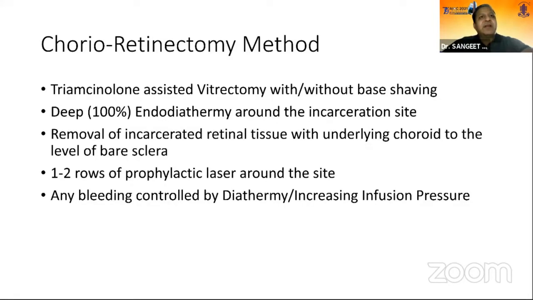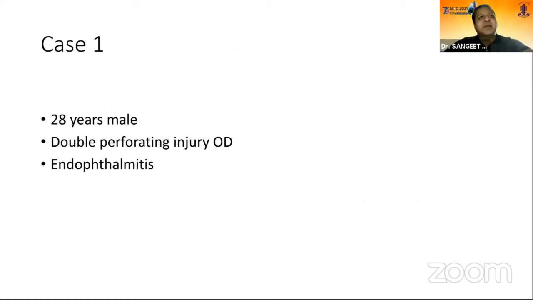So what is the method? A triamcinolone assisted vitrectomy is done with or without base shaving. Then deep 100% diathermy burns are given around the incarceration site. And then the incarcerated retinal tissue is removed with underlying choroid to the level of bare sclera. 1 to 2 rows of prophylactic laser are done around the wound site, and any bleeding is controlled by diathermy or by increasing the infusion pressure. So this is to understand the concept of chorioretinectomy.